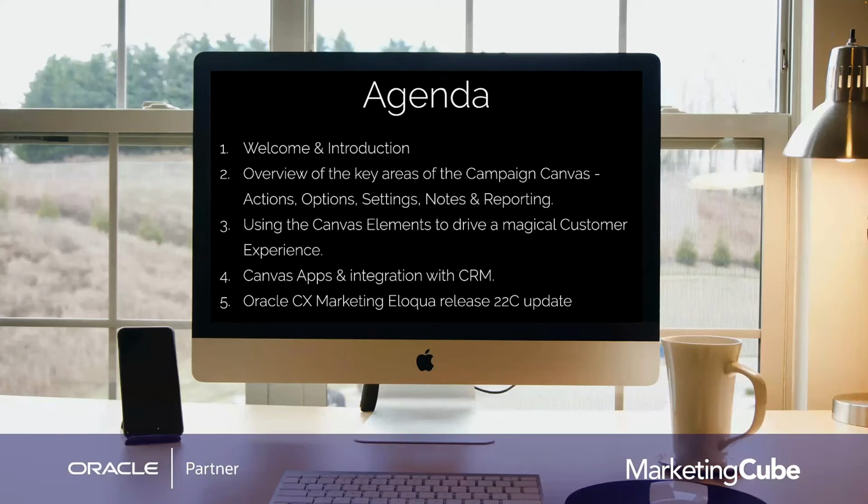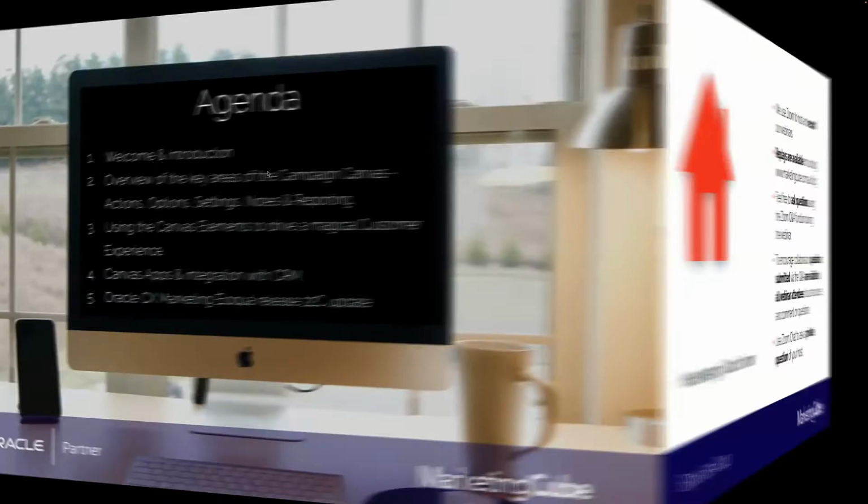Alrighty, so quick welcome and introduction. We're going to take a close look at the Campaign Canvas, the actions, options, settings, notes, and reporting, so analytics and insight. Then we'll look at some examples of using the canvas elements to drive a richer experience, and show you what that looks like. And then also Canvas apps and integration with CRM and what that might look like. Now, if we have time, we'll revisit the release 22C information, but I'm hoping we'll get some good questions as we move through. So let me keep going.